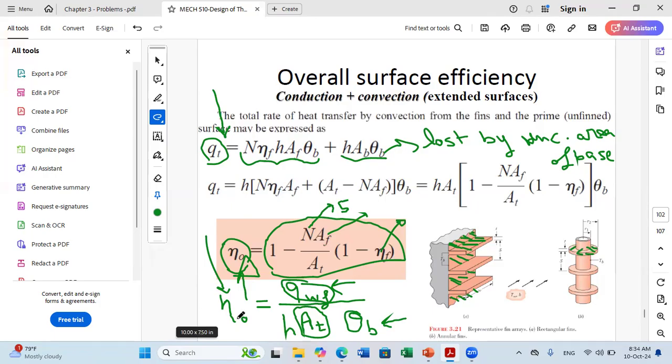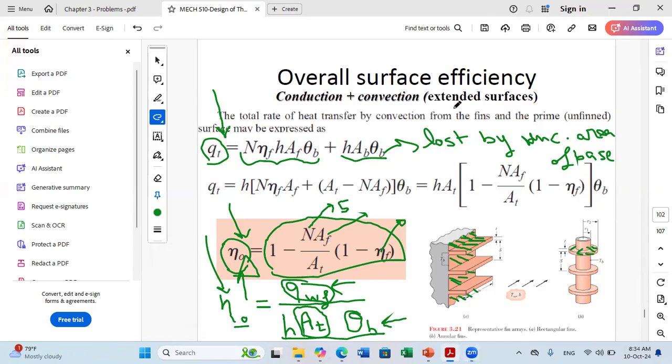Okay, but if they don't ask afterwards to get the overall efficiency, this means that you can use the formula directly. You use this formula to find eta_0, the overall efficiency, and once you find the overall efficiency, you multiply it by hA total theta base to get Q total. Any question until here?